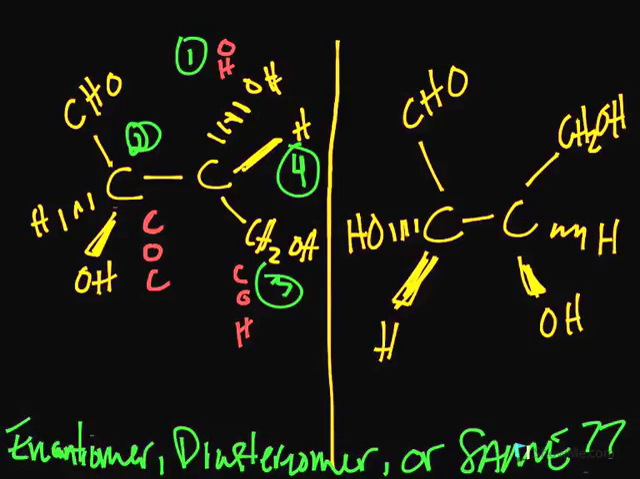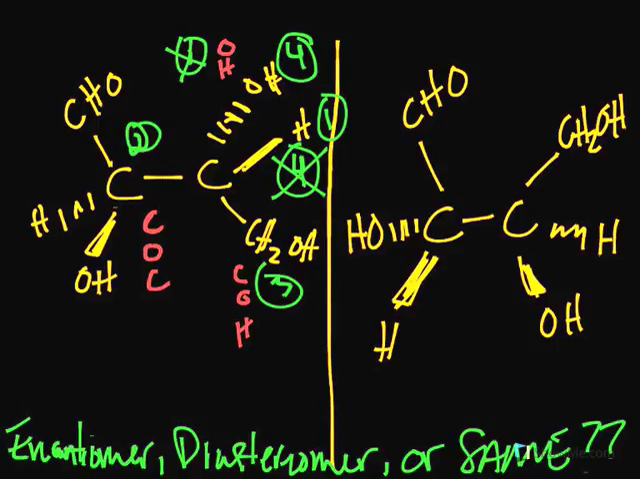Again, if we do our systematic method, we're going to switch these. So we're going to say that this is 4 now. And this is number 1 now. Okay, so we've switched them. Now our fourth priority is in the back. Now we can go ahead and assign R and S.